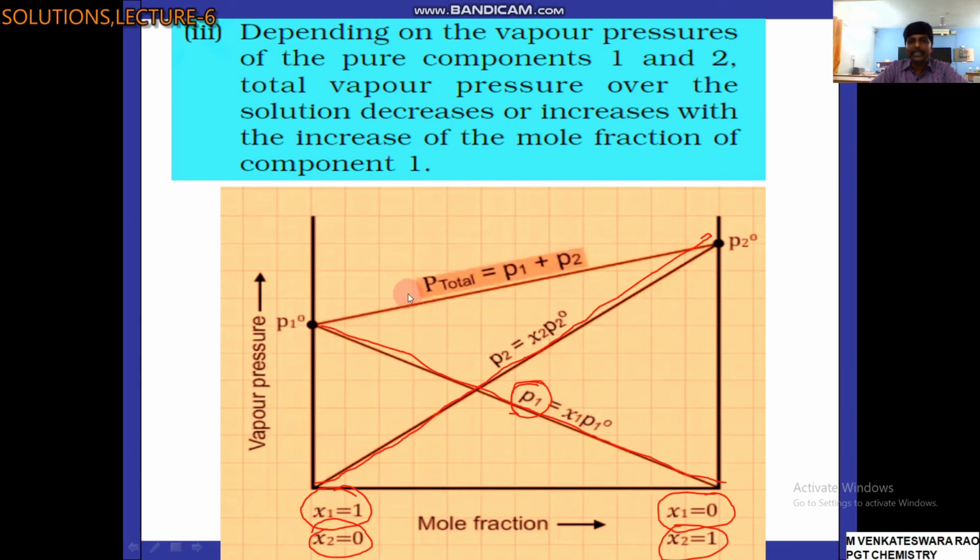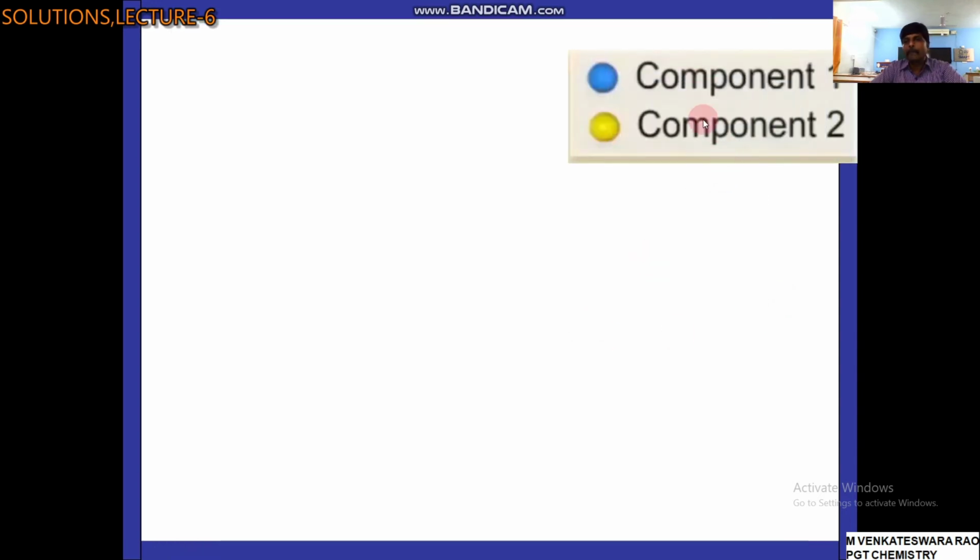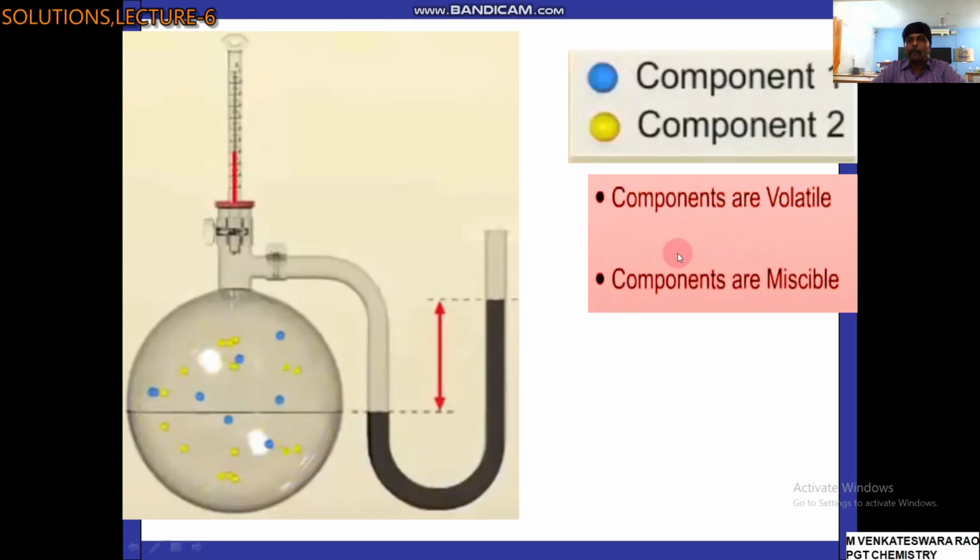In this case it increases, and sometimes it may decrease like this also. So this is about Raoult's law for volatile liquids. Here a special case is there: both components 1 and 2 are volatile, and both components are miscible. That means two components are there in the liquid state, and two components are there in the vapor phase. Two are in the liquid phase, two are in the vapor phase.